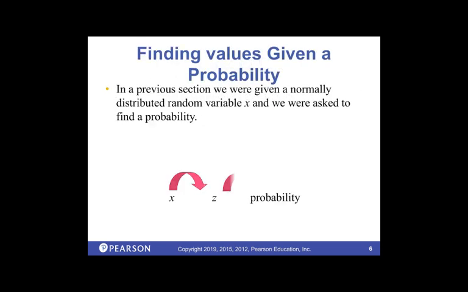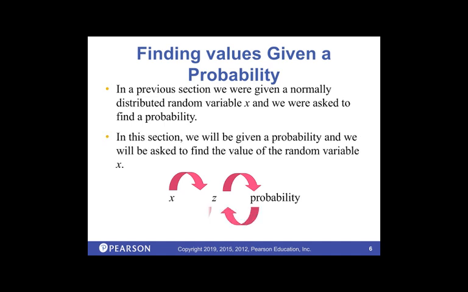So in the previous section, we were given a normally distributed random variable x, and we were asked to find the probability. So we took the x, converted it to a z-score, and then from a z-score to the probability. In this section, we're going to be given the probability, work backwards, convert it to a z-score, and then change the z-score back into our variable x.